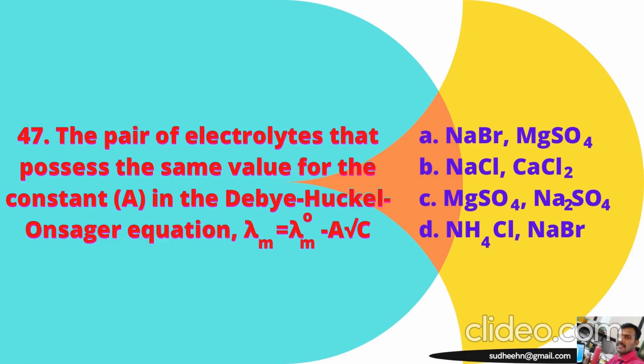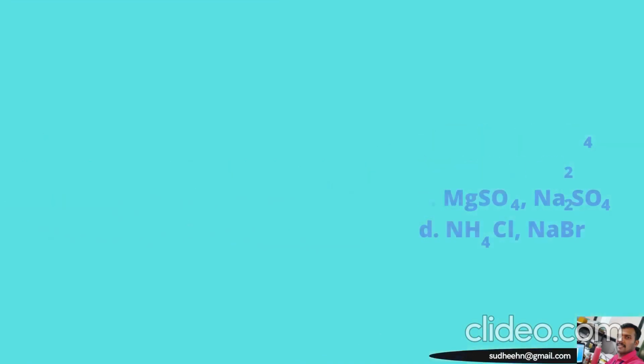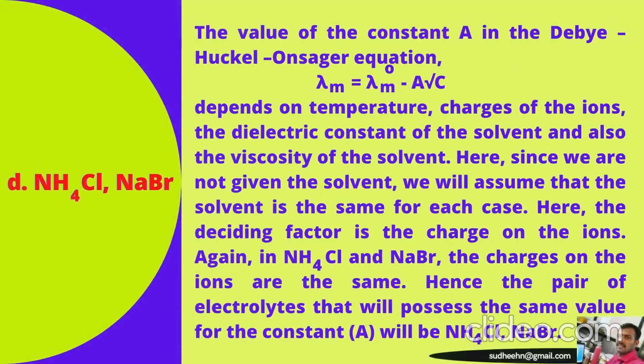Next, NH4Cl and NaBr, that is ammonium chloride and sodium bromide. And the right option is option D, that is NH4Cl and NaBr, ammonium chloride and sodium bromide.